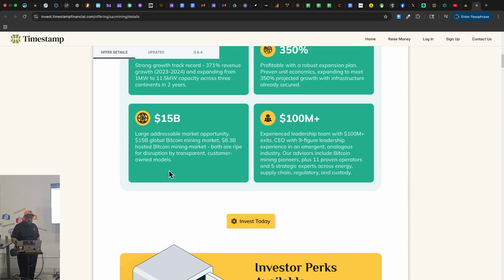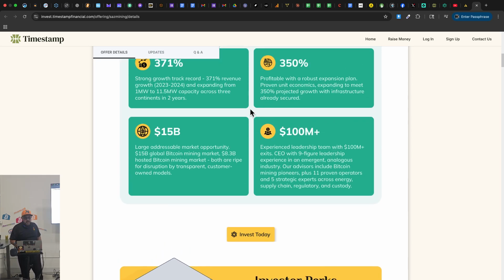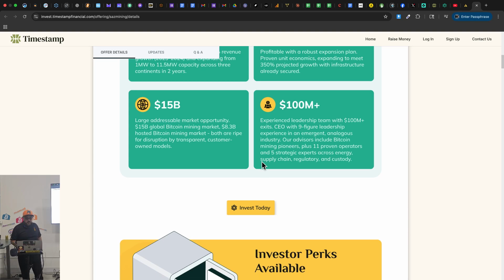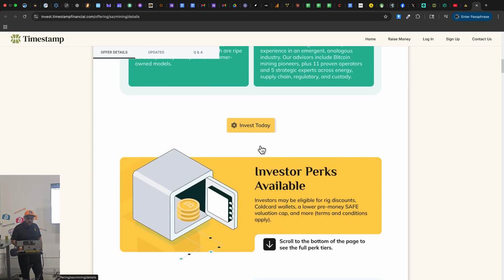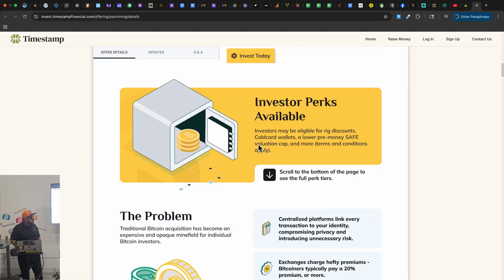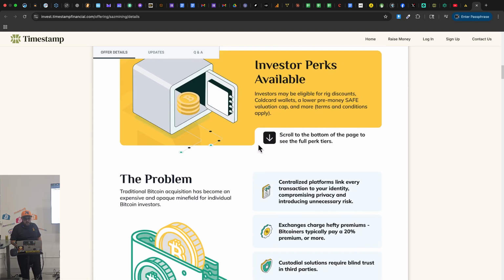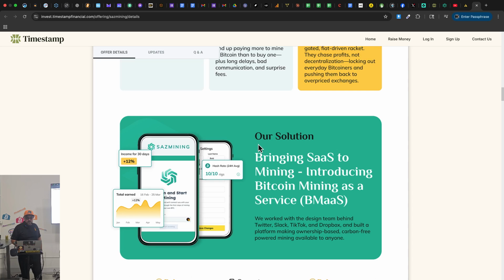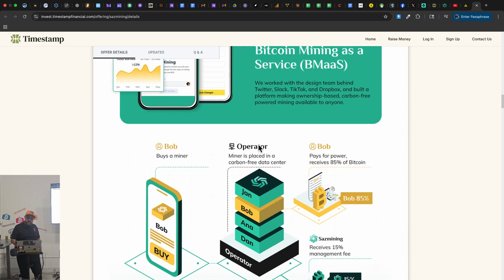They have a 371% revenue growth over the past 2 years. They started off with, I believe it's down here, it's a little bit further. Let's just keep going through this. They're profitable with a robust expansion plan, a large addressable market in the hosted mining industry. It's anticipated to be a $15 billion global mining market. Their team, which we'll go through in a few seconds, is an experienced team with over 100 million in exits. As an investor, there's a couple cool perks, one of them being you get discounted rig purchases.